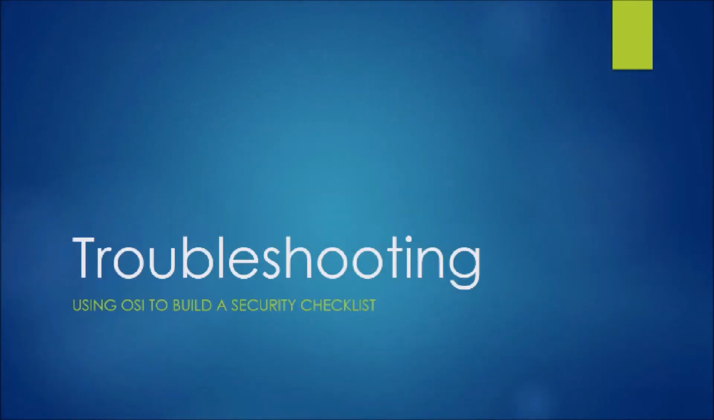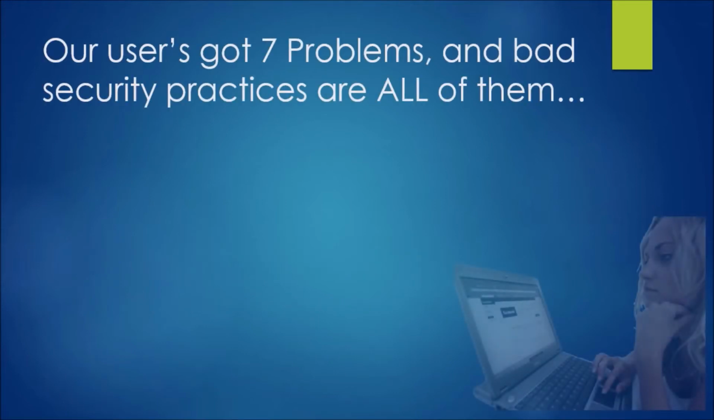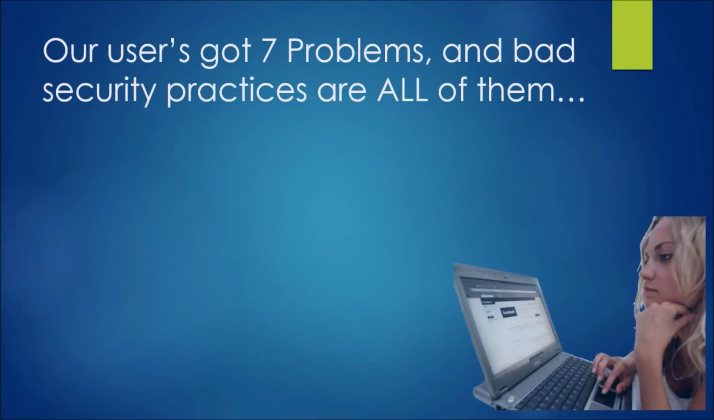So let's talk for a minute about how we're going to use the OSI model to create a security checklist in order to troubleshoot more effectively vulnerabilities that are on the system. Our user has seven problems, and bad security practices are all of them.